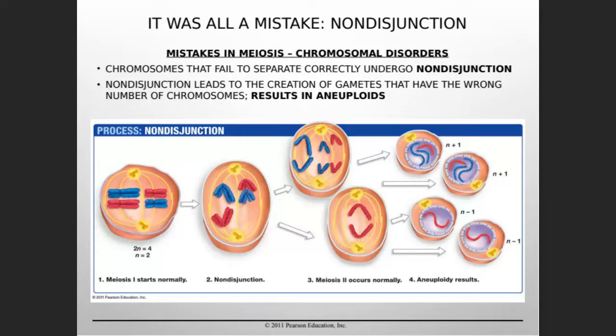So again, now let's look at what happens when you get some mistakes in here, and this can happen. Okay? Mistakes in meiosis and what we call chromosomal disorders. This is called non-disjunction. So chromosomes that fail to separate correctly undergo what is called non-disjunction. Non-disjunction leads to the creation of gametes that have the wrong number of chromosomes. This is called aneuploidy.